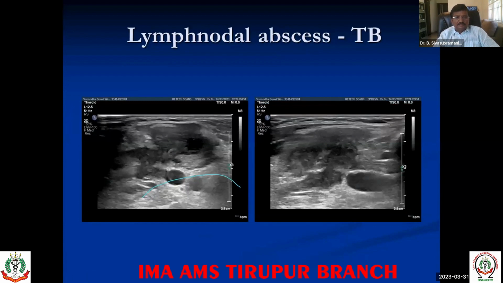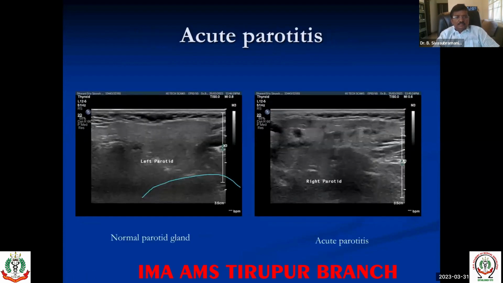which is very common here. This is another case of fever where you see a swelling in the parotid region, and on the left side you see a normal parotid gland. The normal parotid gland is very homogeneous in appearance and hyperechoic. Whereas on the right side, there are a lot of small hypoechoic areas. These are very classical of acute parotitis. In acute parotitis, you can have either bacterial or viral parotitis.